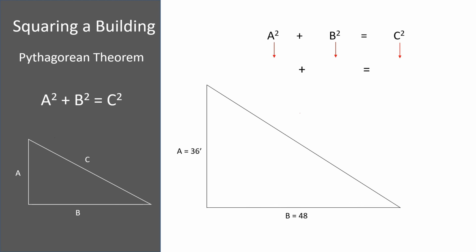Let's see if we got the right answer for this. If A is 36, and B is 48, we're trying to find out what C is. So A squared is 1296. Add that to B squared, which is 2304. Add those together, you get 3600. But that's not your answer. That's C squared. So you get the square root of 3600, and that's 60. So C equals 60.